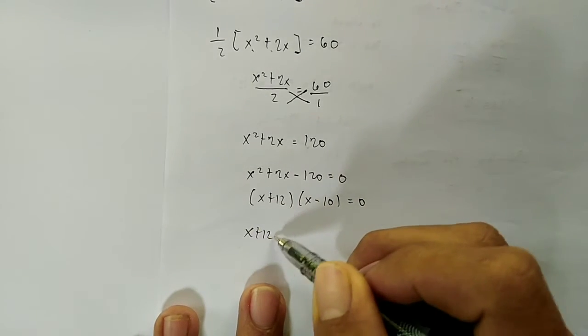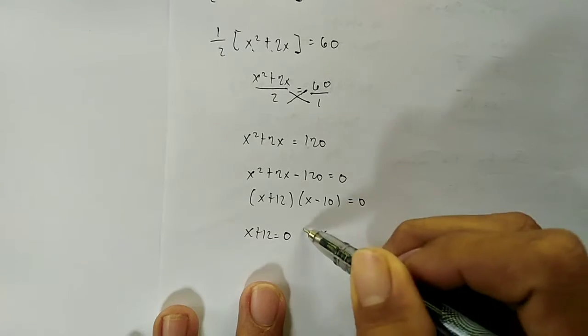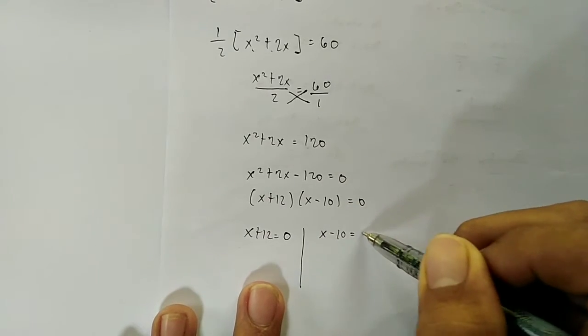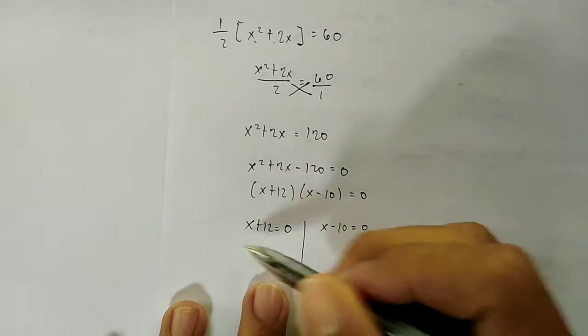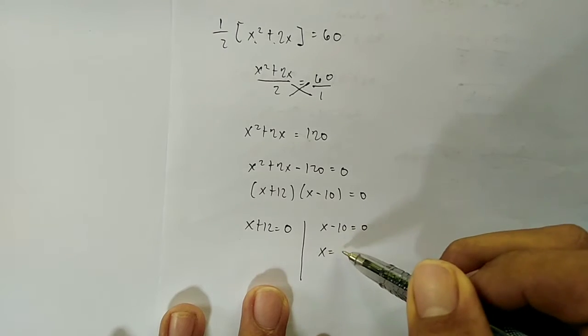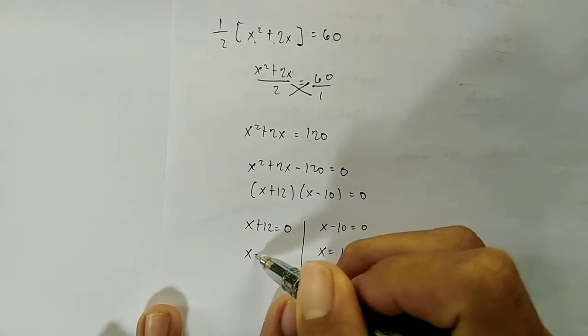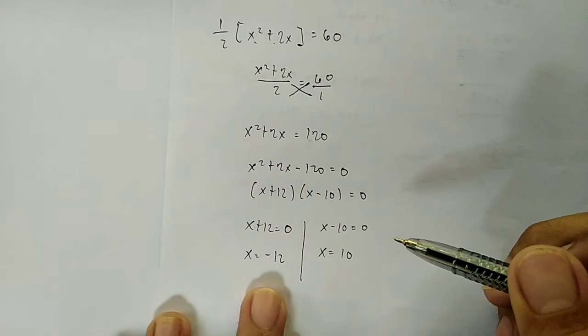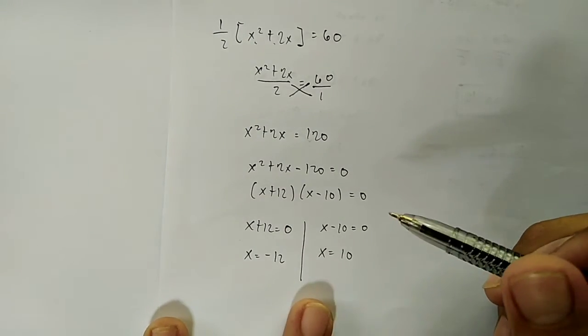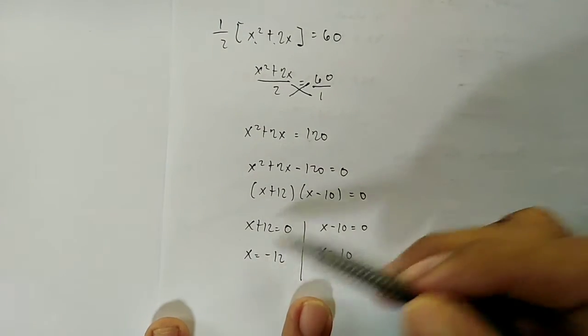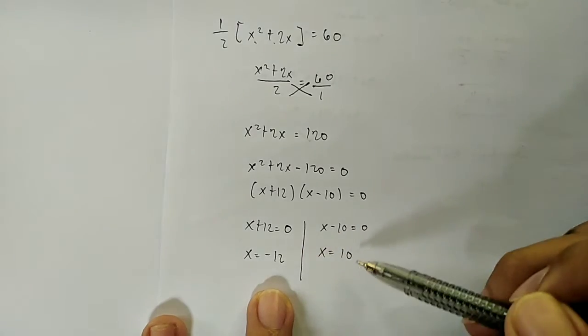So x plus 12 equals 0, and we also have x minus 10 equals 0. Then simplify further to find the value of x. So x will become 10, and here x is equal to negative 12. So the values of x after we solve are negative 12 and 10.